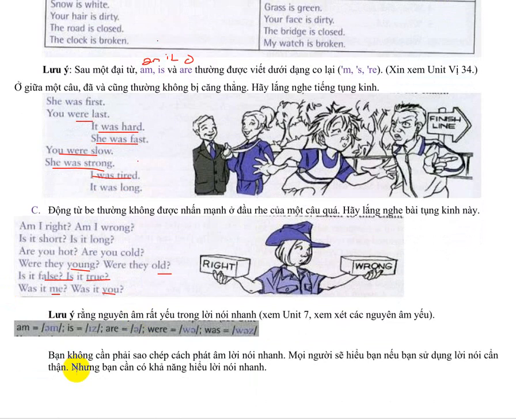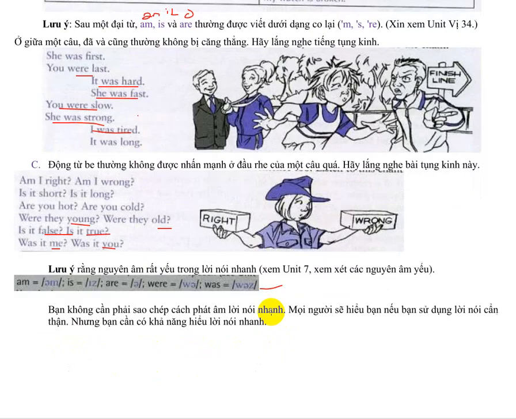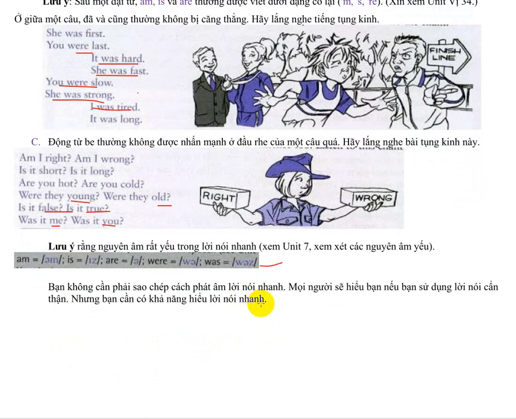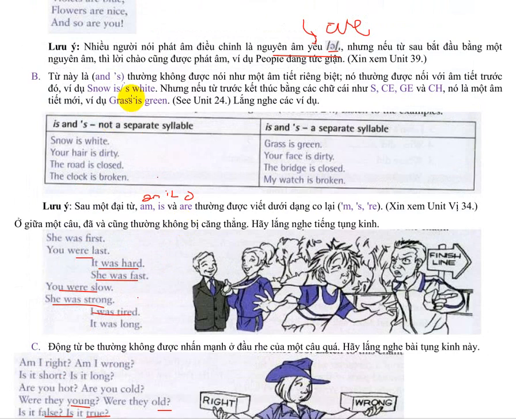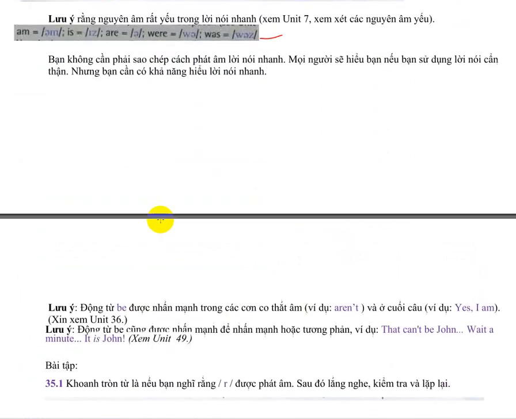Chú ý các bạn. Is, are, were, was. Chắc là các bạn không cần phải bắt chước theo họ, nhưng mình lắng nghe để biết họ phát âm gì, tương đương những từ gì. Người bản xứ nói nhanh nên có những trường hợp như thế này. Dính hay không dính, tức là nó không phải một âm tiết riêng. Còn nói âm tiết riêng là: snow is white, your hair is dirty, the road is closed, the clock is broken, grass is green, your face is dirty. Đọc riêng luôn.